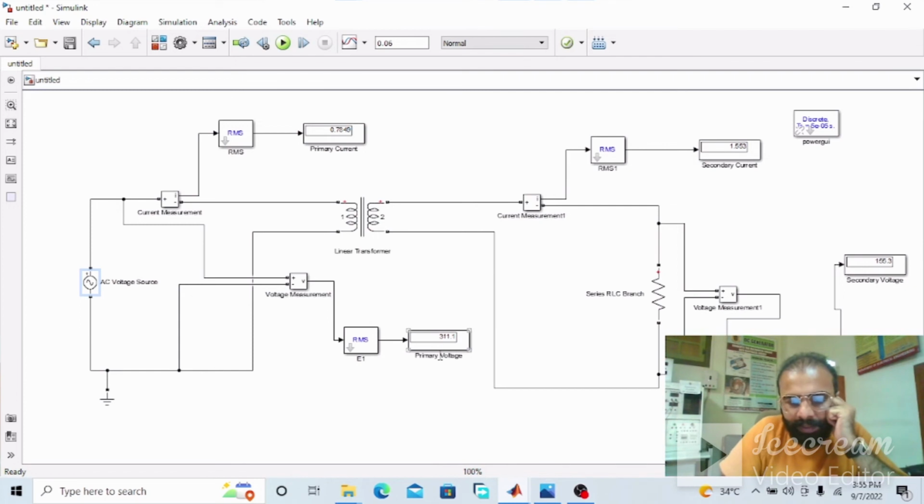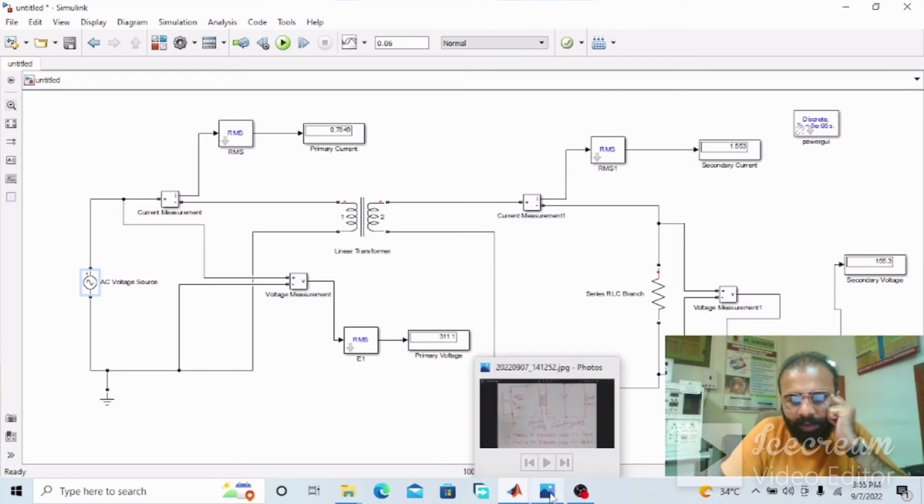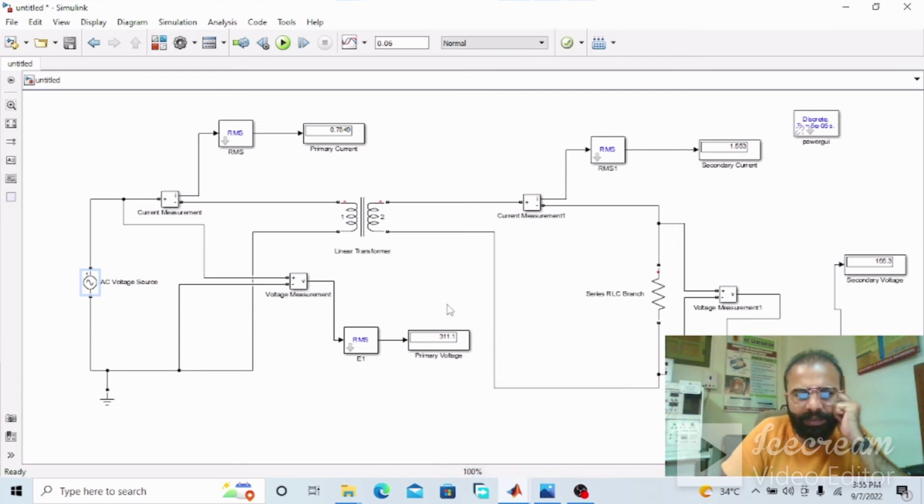Now you can see that when the transformer is a step down transformer, the primary voltage is greater than the secondary voltage. Here the primary voltage is 311 volts and the secondary voltage is 155.3. This is the essential condition of the step down transformer: E2 is less than E1, or E1 is greater than E2. So this is a step down transformer.